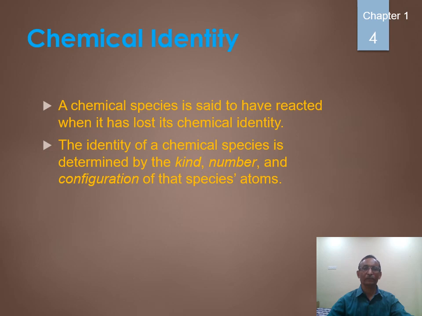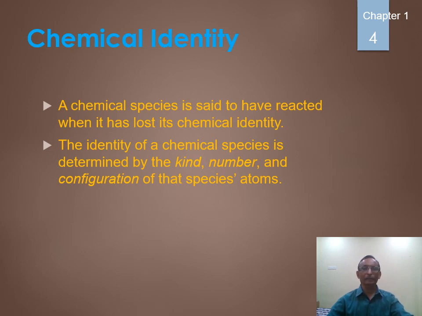A chemical species is said to have reacted when it has lost its chemical identity. Why is it going to be lost? Because it has to be consumed for the formation of other products. If it is not consumed fully, say 50% conversion takes place, then 50% is still available as species. If 100% takes place, for example, A is your reactant and A is 100% consumed, it means it lost its 100% species and converted to your product B.